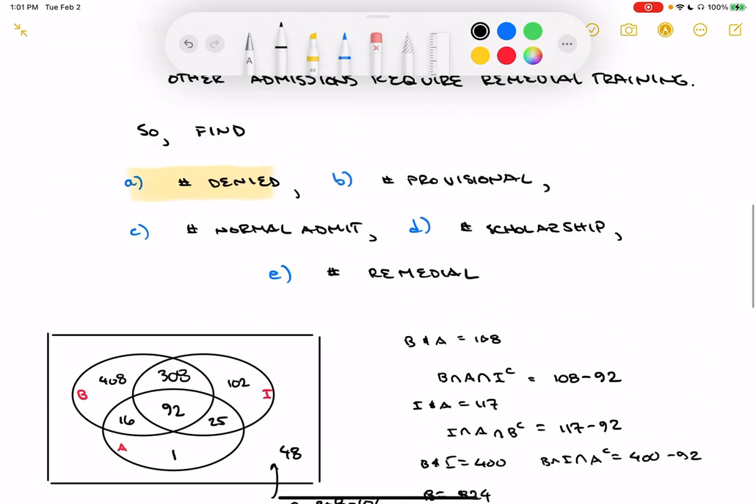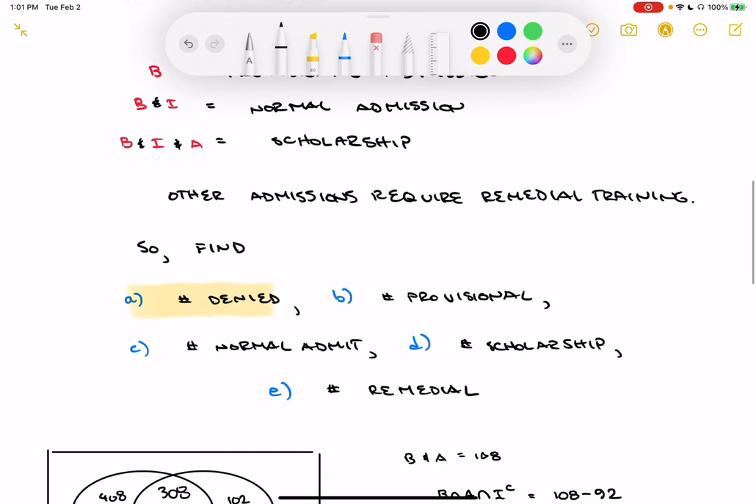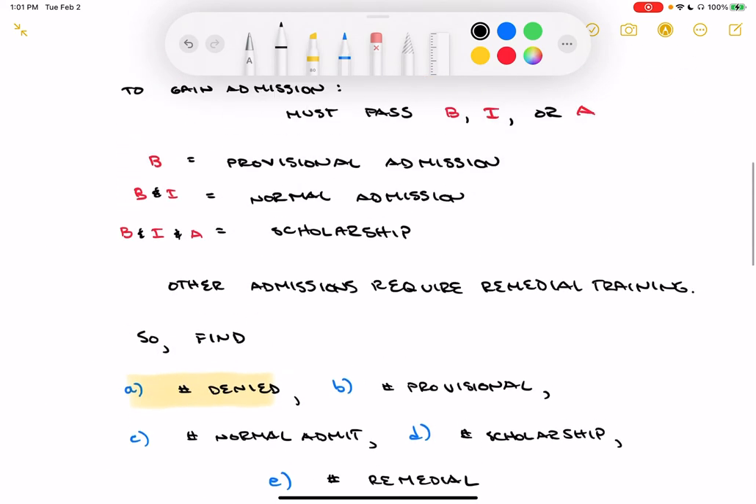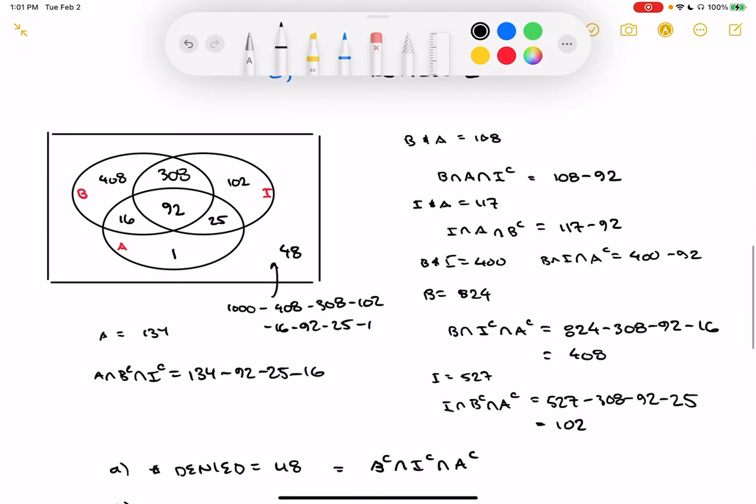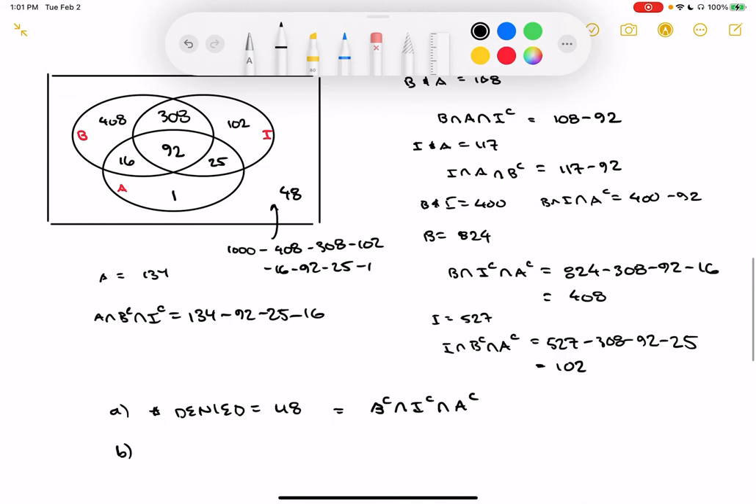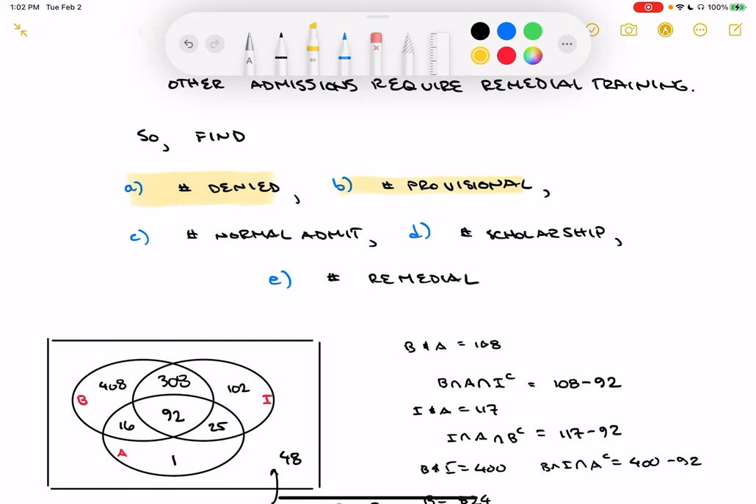The second thing that was asked for, B, was the number provisional. If we go back to our definition, provisional admission was doing that B in there. And so we would like to have that B only is what that's indicating. They only got the B. So if I just wanted the B, provisional admits, they didn't get any other passing as well. Looking at our Venn diagram, we want the provisional here as being B, but we're not going to have the intermediate and we're not going to have the advanced. We're only getting the B exam. And we can see from the piece here that it is 408 students, something along those lines.